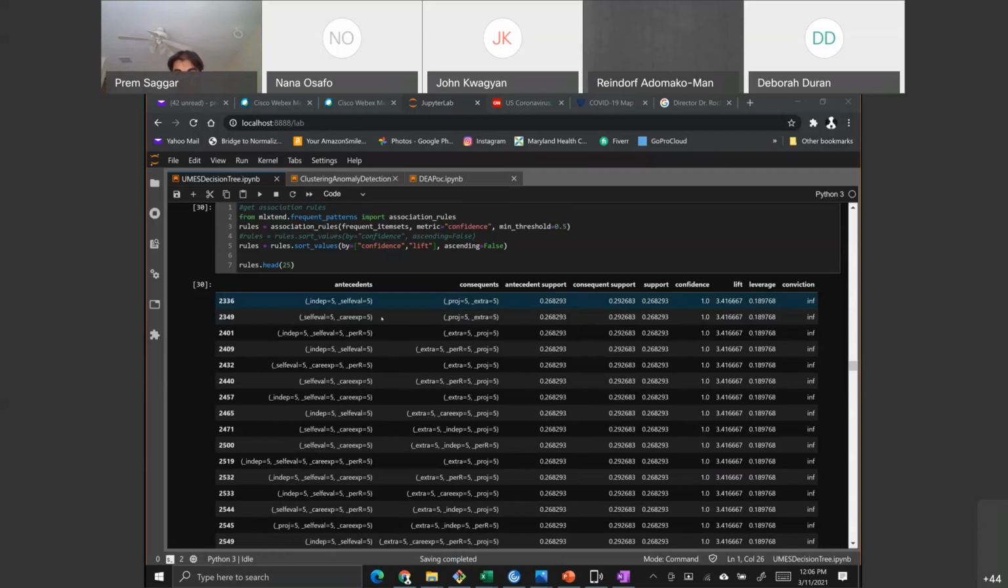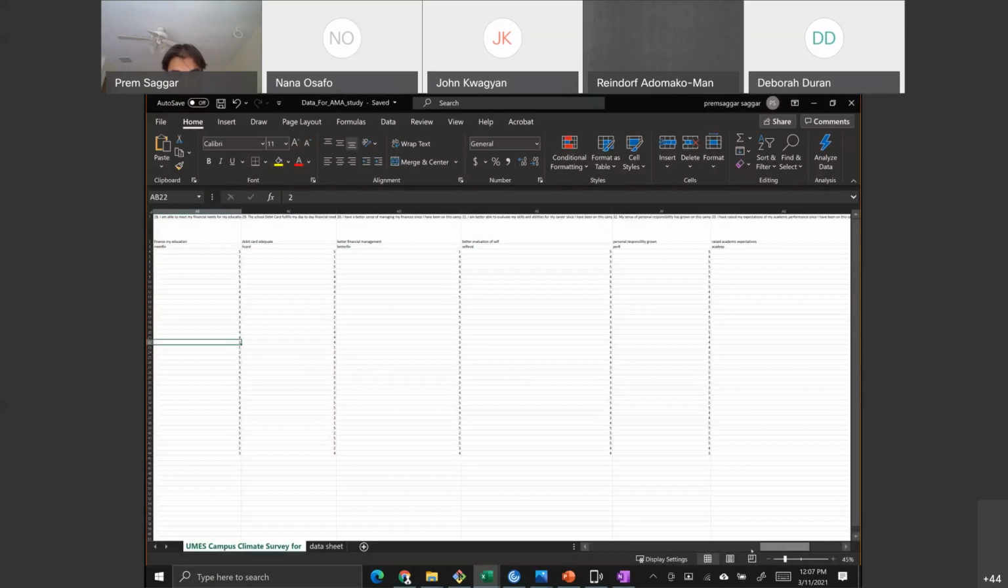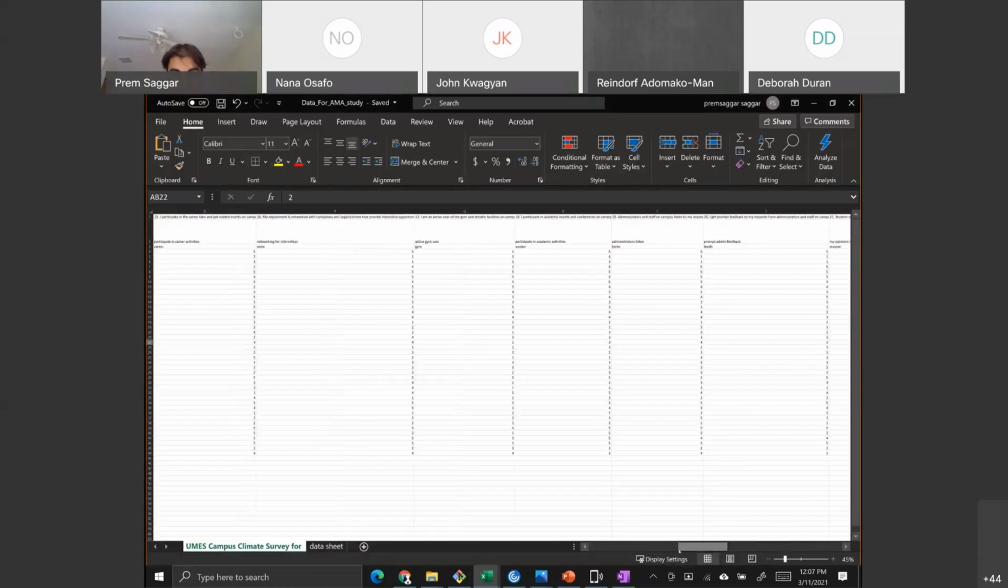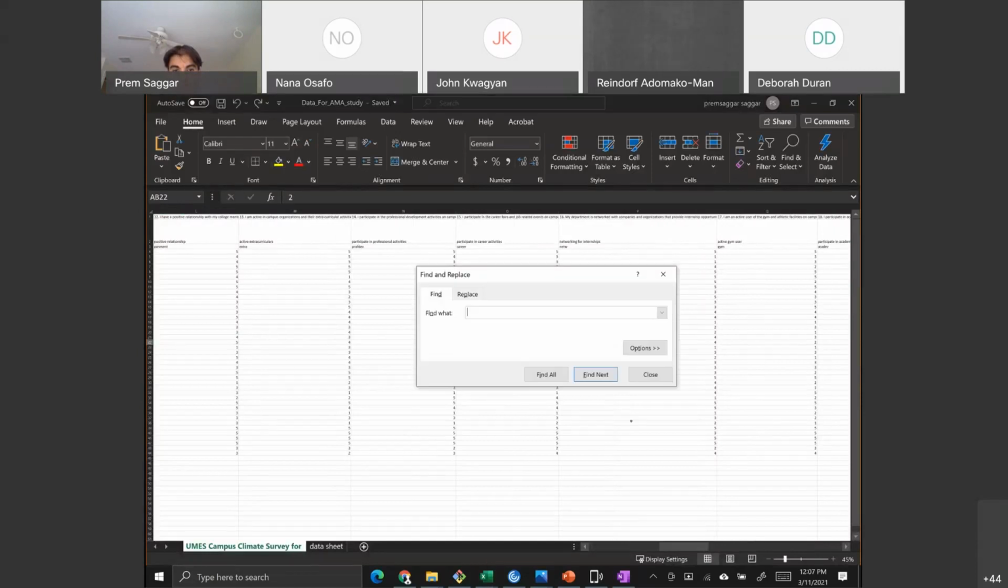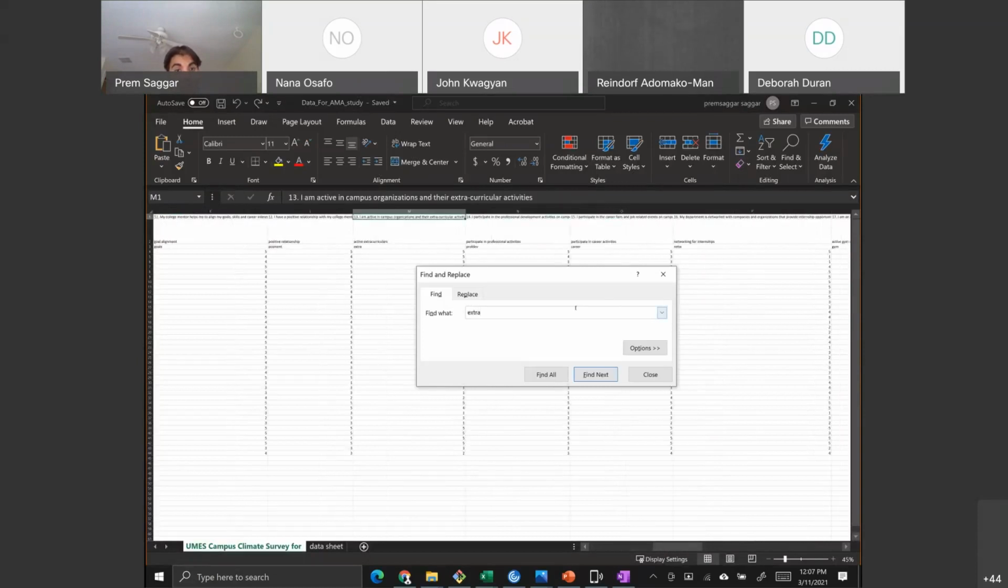So here we can say that independence and self-eval, proj and extra, I just want to see what those things actually map to. So proj and extra, zoom here for a second. I'm going to control for it. Proj: project work. So I worked in a project that allows me to apply what I'm learning in the classroom. And extra: I'm active in campus organizations and extracurricular activities. Okay, so we find these associations, okay?